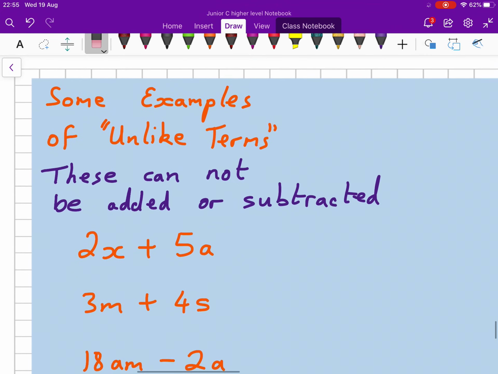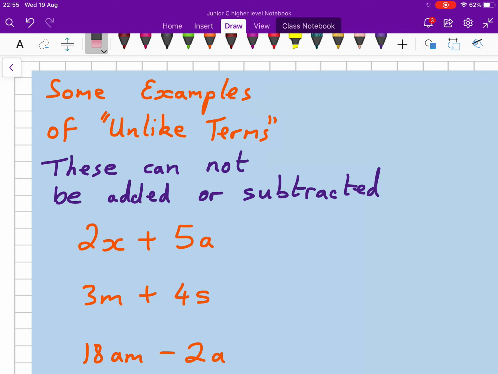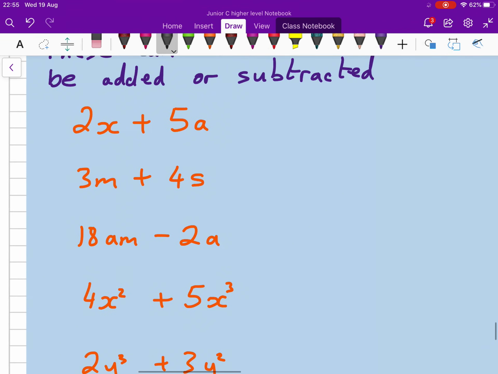So taking a look at some examples of unlike terms, and remember these cannot be added or subtracted. So we should not be adding and subtracting these. You can see we haven't put equals to anything because these just cannot be added. So it's 2x and 5a. The variables are different. I don't know what the value of x is, don't know what the value of a is, and it's unlikely they're the same value. They could be, of course, but I can't go adding these. Similarly, in the second problem there, 3m plus 4s, different variables, can't go adding them.